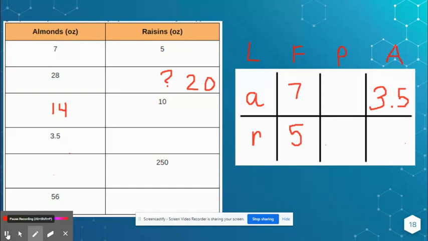How did they figure that out? Divide by 2. What would you tell them to do right here?